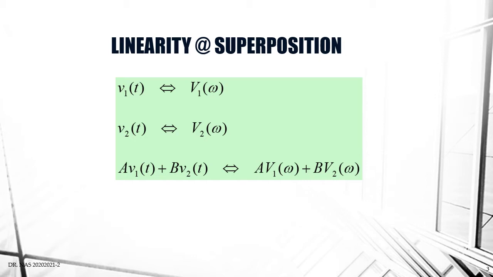When you have a signal V1(t), you'll have V1(omega) in the frequency domain. If you have V2(t), you'll have V2(omega) in the frequency domain. But if you have a combination of two signals, a V1(t) plus b V2(t), you'll have the same scaling factor and the same operation in the frequency domain. That is called superposition.